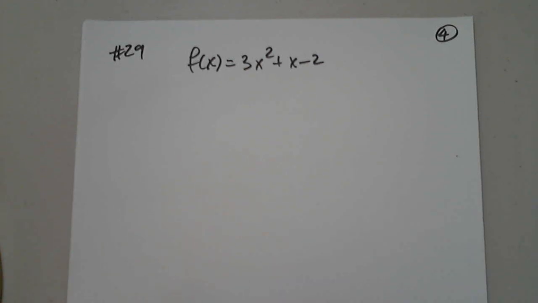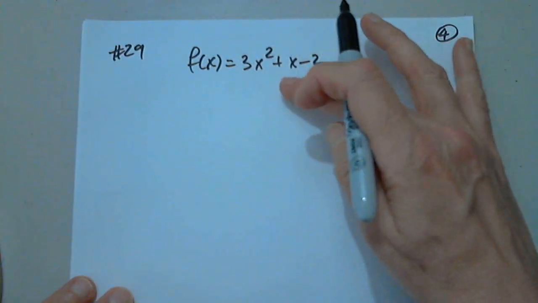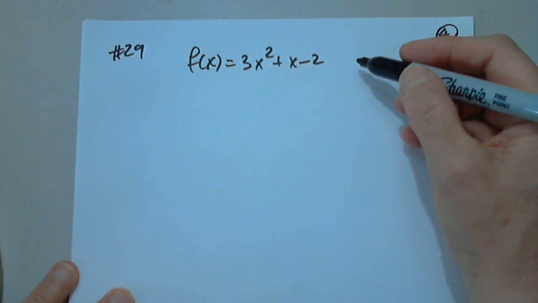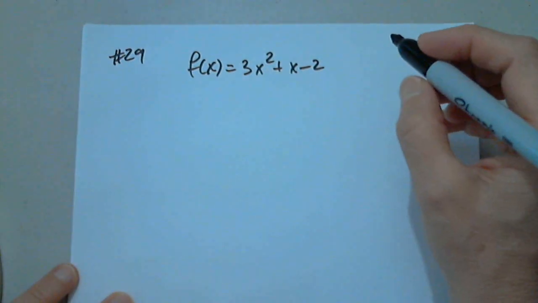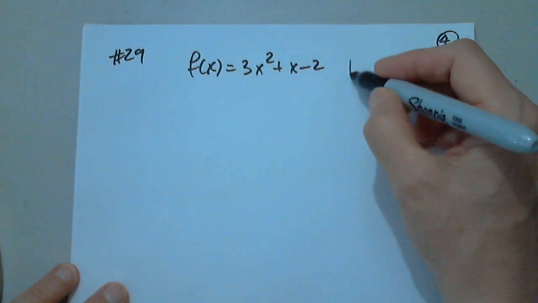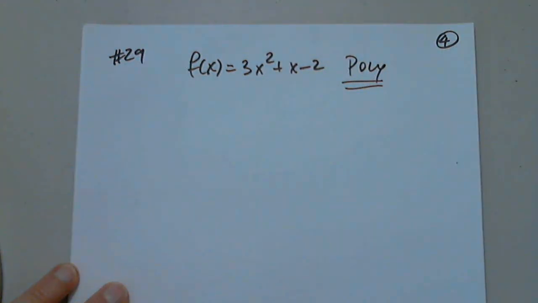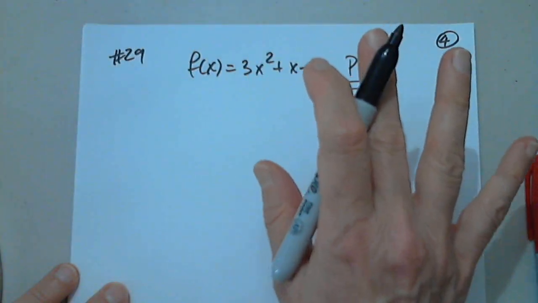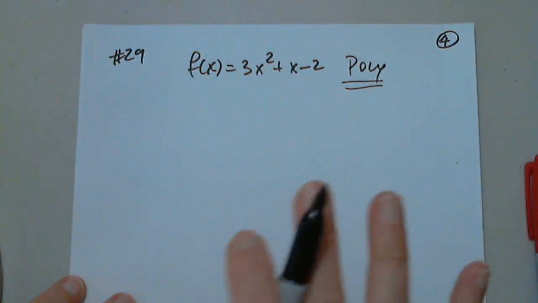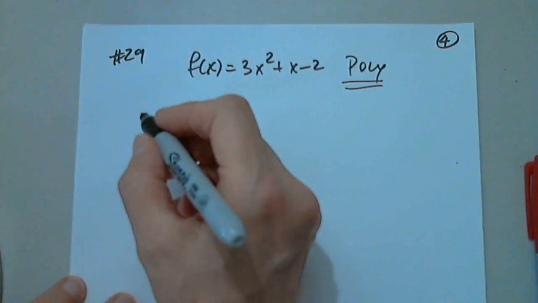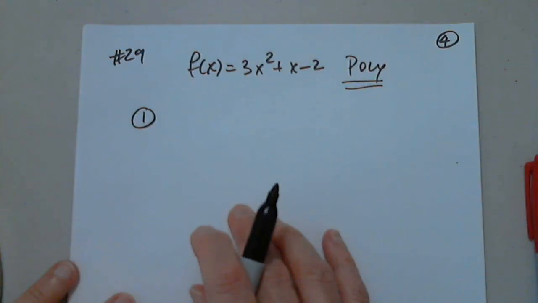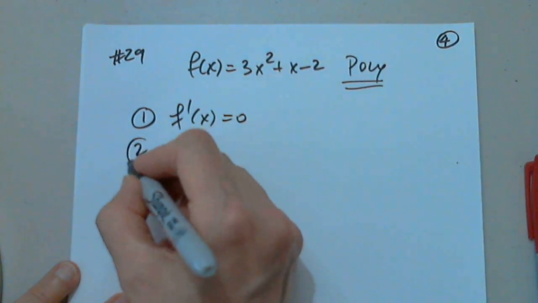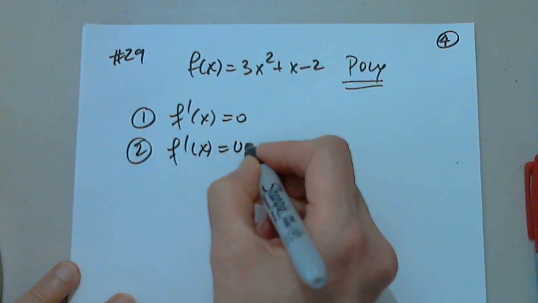Now, because we identify this function as being, can anyone tell us what type of function this is? Quadratic. Yes, polynomial in general. Perfect. Because it's polynomial, we do not need to look at the second option, but I will write it because this is correct. So we should always think in these terms. 1, f prime of x equals 0. And number 2, f prime of x equals undefined.